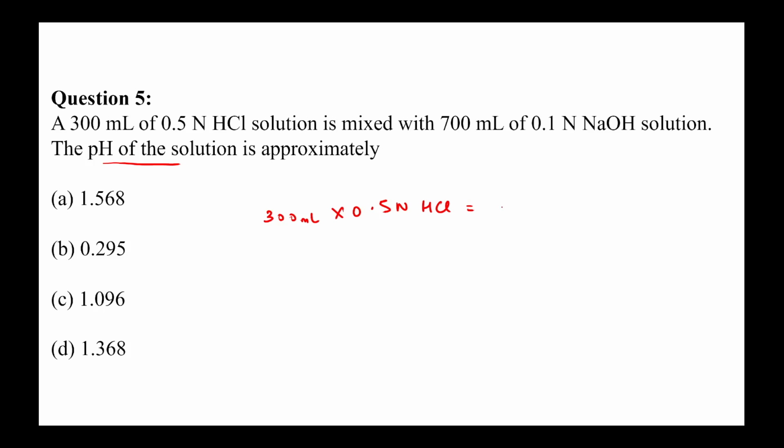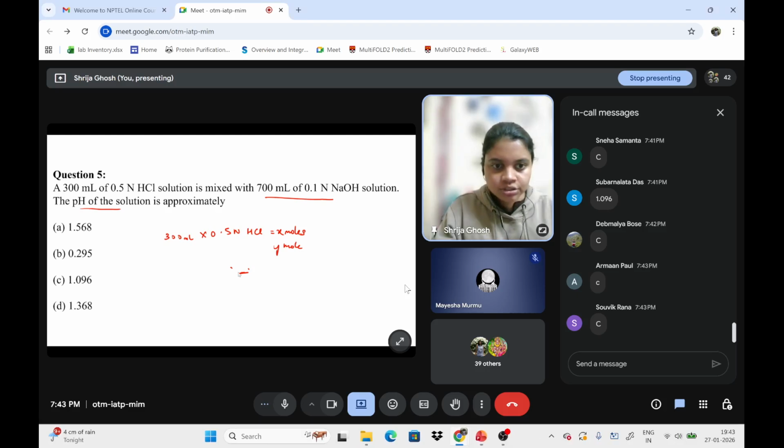So whatever moles you are getting from this, moles or millimoles you will get. And then similarly you can calculate the moles of NaOH solution. Now let's say you get X moles of HCl and Y moles of NaOH. So you have to first subtract the moles of NaOH from HCl, and then the extra moles of HCl that will be remaining in the solution, for that you calculate the H plus ion concentration, and from there you can calculate the pH.